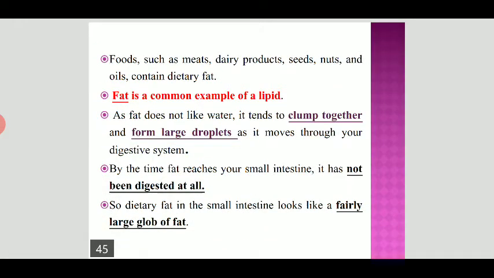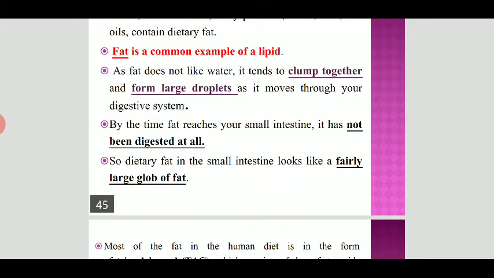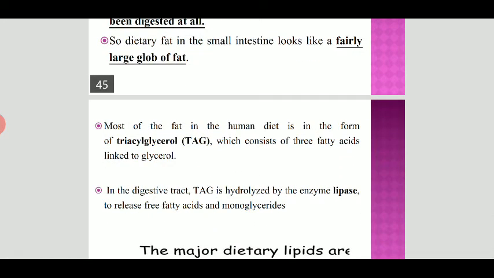Foods such as meat, dairy products, seeds, nuts, and oil contain dietary fat. Fat is a common example of lipid. Fat does not like water. It tends to clump together and form large droplets as it moves through your digestive system. By the time fat reaches your small intestine, it has not been digested at all. So dietary fat gets digested in the small intestine.